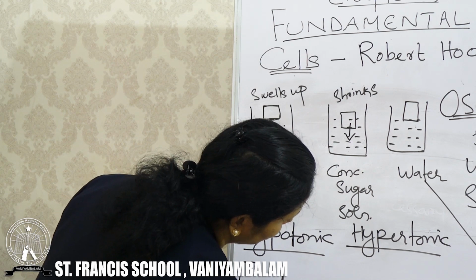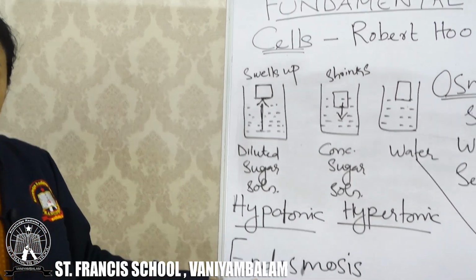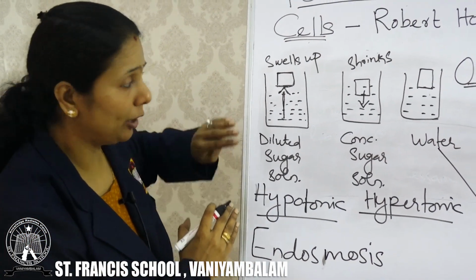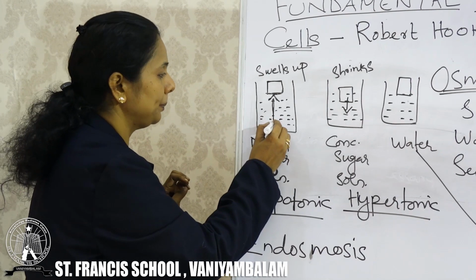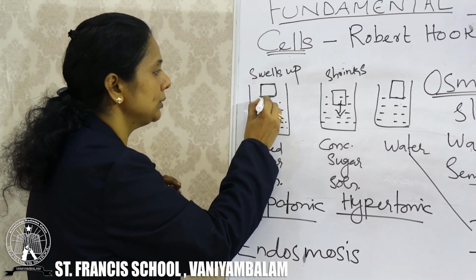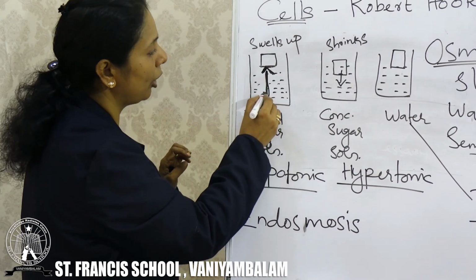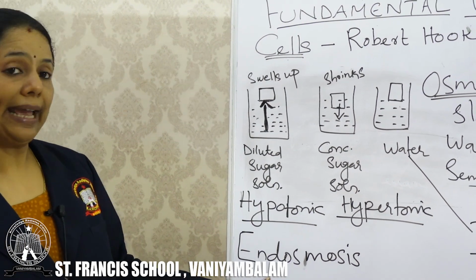So these are two types of osmosis. The first one is endosmosis. That is, movement of water into the cell. So from this medium, the water moves inside the cell. Movement of water into the cell is called endosmosis.